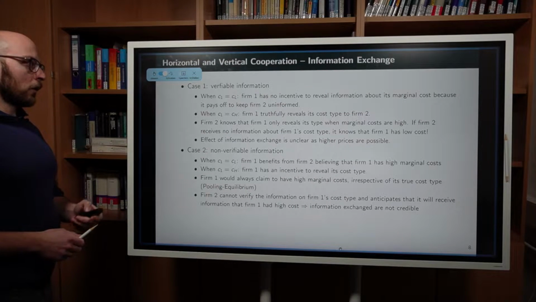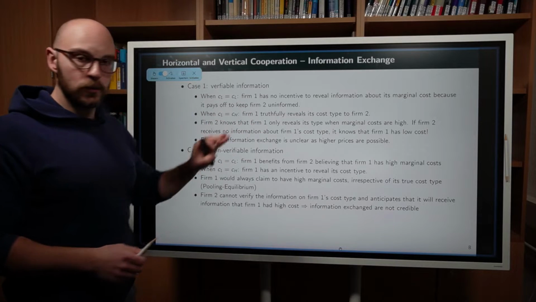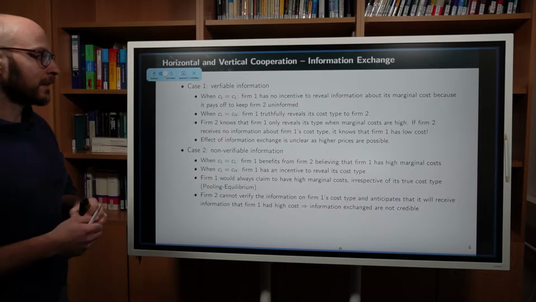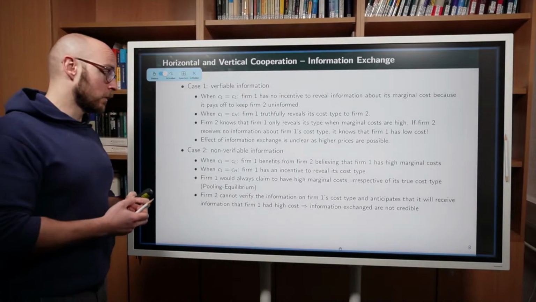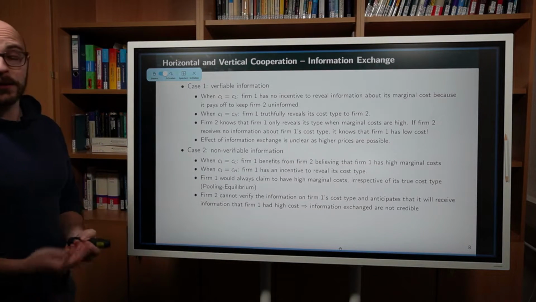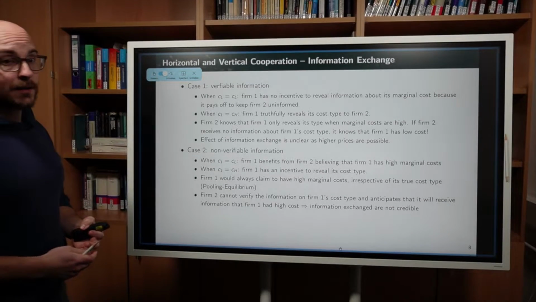Okay, so what we have learned so far is how to formally analyze an information exchange. What we can say is that, first, the occurrence of an information exchange is not easy to determine per se, and second, we cannot actually say what the effect is. So we will have to do a case-by-case analysis here.